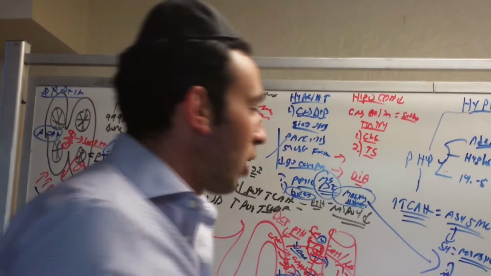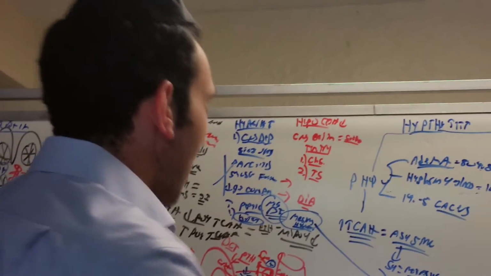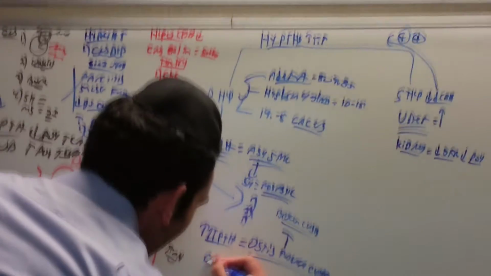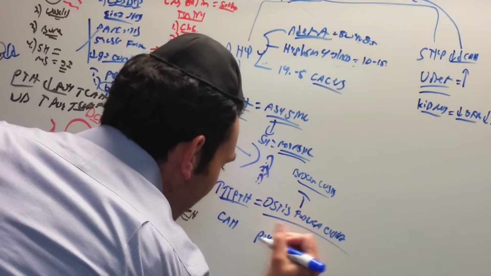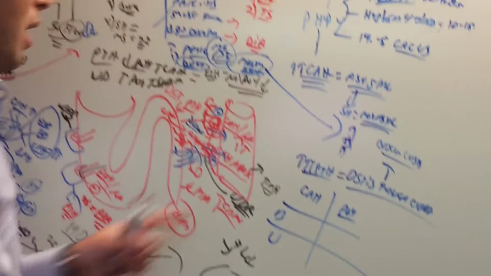Now, regarding the levels that we're going to see in the blood with hypercalcemia, the first thing we need to know about is the calcium level and the phosphate level. That's really the most important to differentiate these two. Again, we're also going to look at it within the urine, so we're looking at it in the blood and urine.